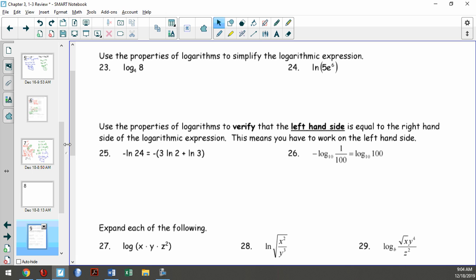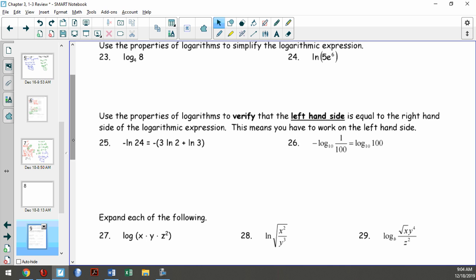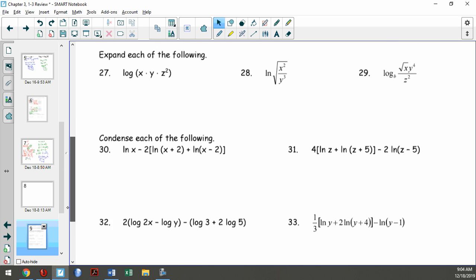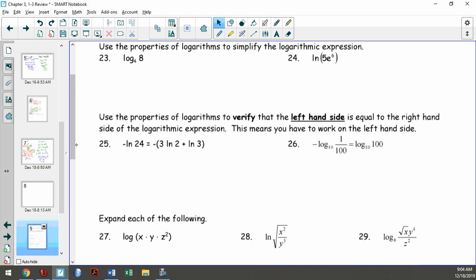I'm going to skip 23 through 26, only because I'm going to spend the majority of the time on expanding and condensing so that you guys know what you're doing. Would you like me to do one of the problems from 23 through 26? Can you pick one? 23?